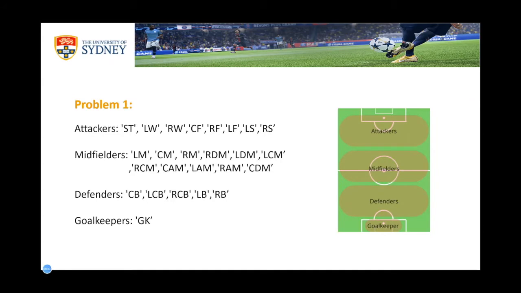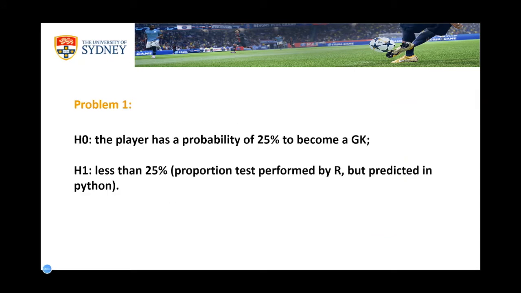Here we come to problem 1. As you can see, we classified all the players into 4 different roles: attackers, midfielders, defenders, and goalkeepers. And the null hypothesis for problem 1 is the player has a probability of 25% to become a goalkeeper, while the alternative one is the probability will be less than 25%.